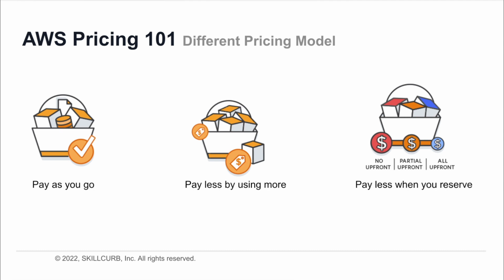Lastly, we have save when you reserve. Now, if you know how much resources and the compute capacity that you're going to use in the near future, you can simply reserve these services in advance. In that case, AWS charges you fairly less compared to other models. There are further 3 types within this model, so let's take a look at each one of them.